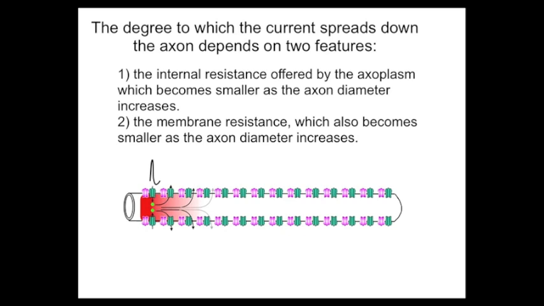The degree to which the current spreads down the axon depends on two major features. The first is the internal resistance offered by the axoplasm, which becomes smaller as the axon diameter increases because the axon becomes larger. And two is the membrane resistance, that is the number of open potassium channels, which also becomes smaller as the axon diameter increases because there are more potassium channels in a larger axon.